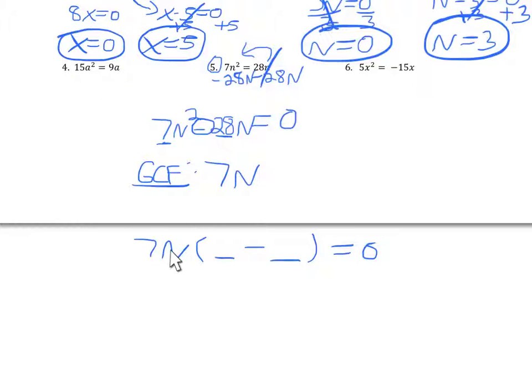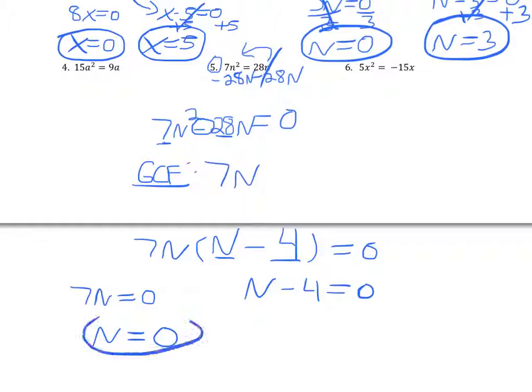Then I ask myself, 7n times what quantity gives me 7n squared? Well, that's just going to be n. And then I ask myself, 7n times what number gives me negative 28n? This is going to be negative 4. And if you distribute it, it's going to equal 7n squared minus 28n. Then we just take the two factors and set them equal to 0, so 7n equals 0, and n minus 4 equals 0. You divide by 7, and 0 divided by 7 is 0. Here you add 4 to each side, so 0 plus 4, we get n to equal 4.